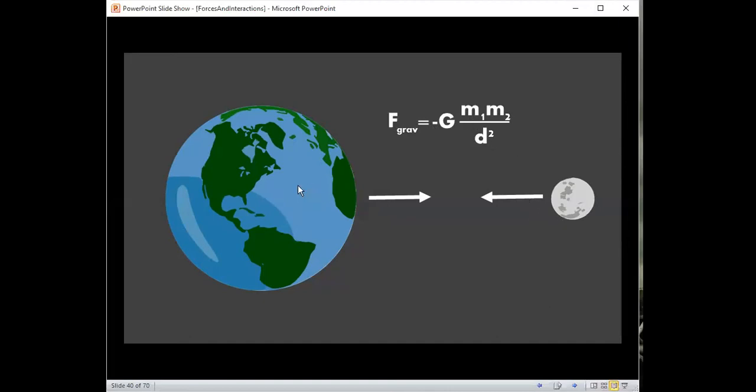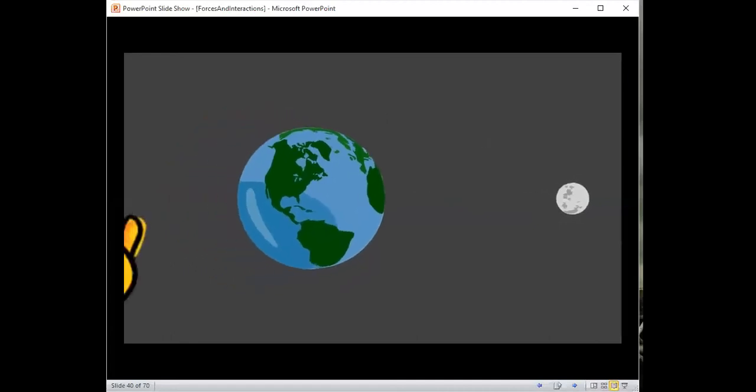So m1 would be the mass of the Earth, m2 would be the mass of the moon, and d squared, or d, is the distance between the center of the Earth and the center of the moon. And this big G is a universal gravitational constant that accounts for how strong the gravitational force is. And since I said the gravitational force is small, you can imagine that this big G is quite small.